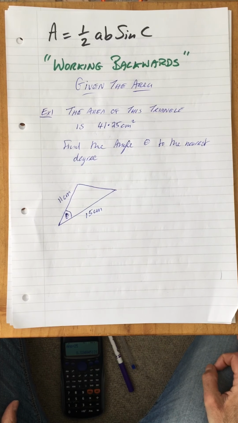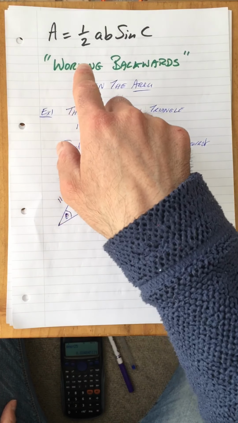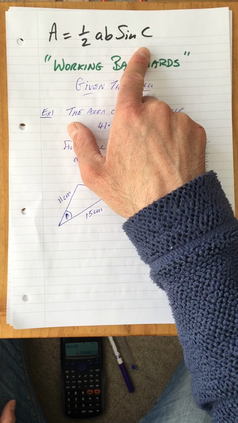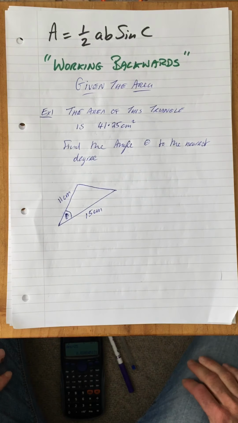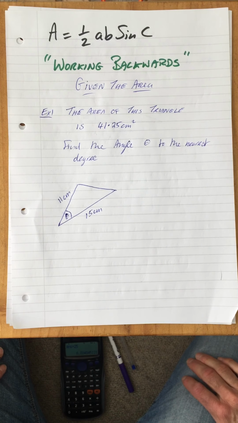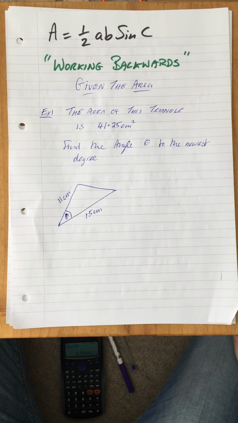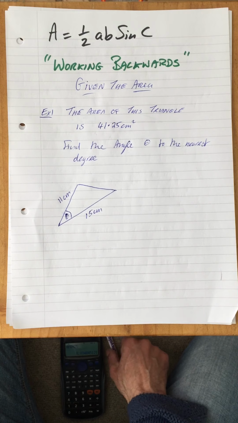In this video, I'm going to show you how to use the area formula, A equals half AB sine C, but to work backwards. What I mean by working backwards is, in some questions, you will be given the area of the triangle and you will be asked to work backwards to find out either a missing side or a mystery angle. Here is the first example, example 1.